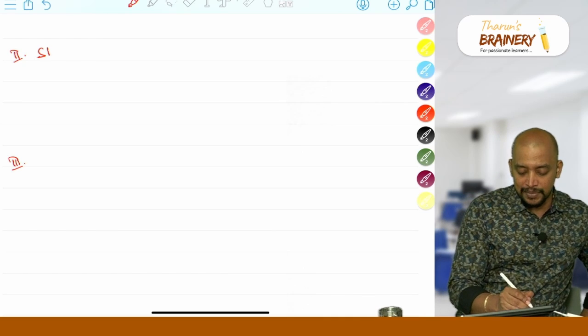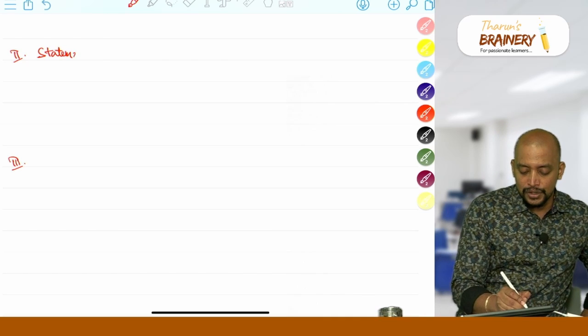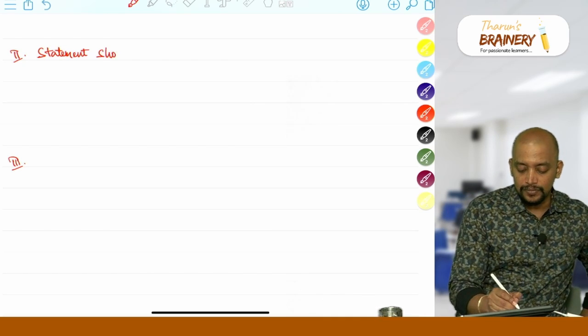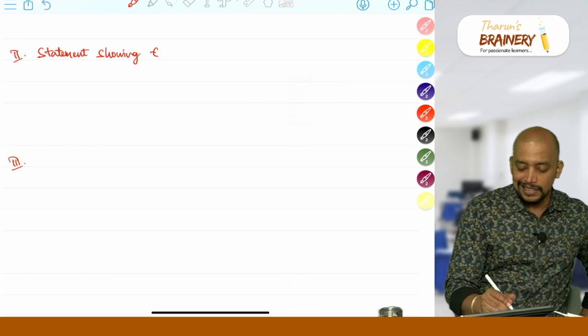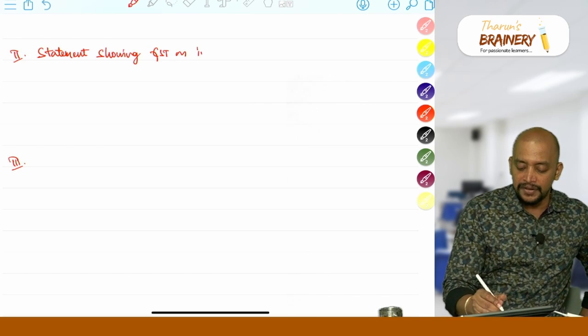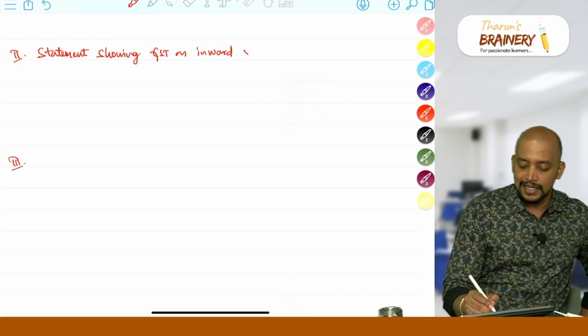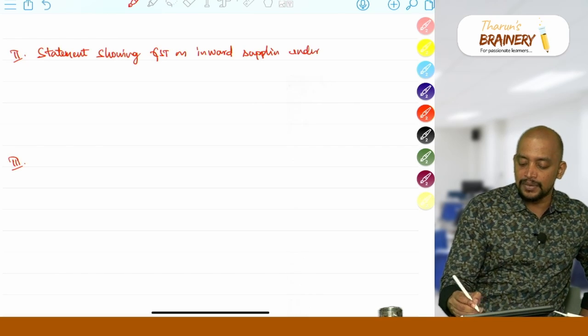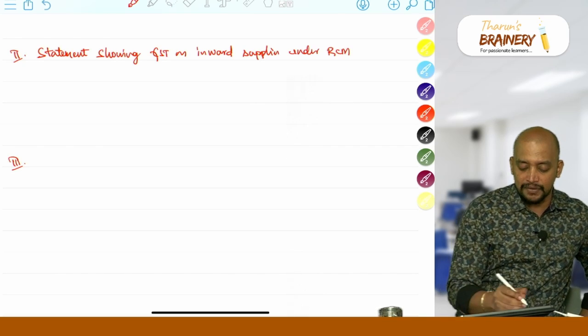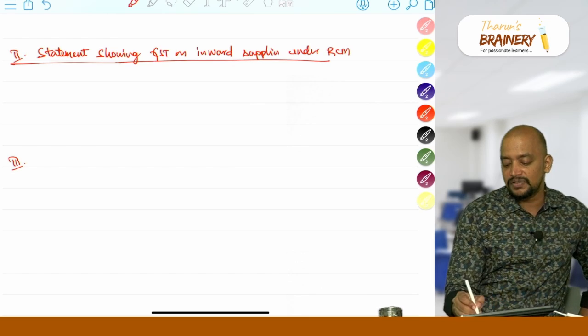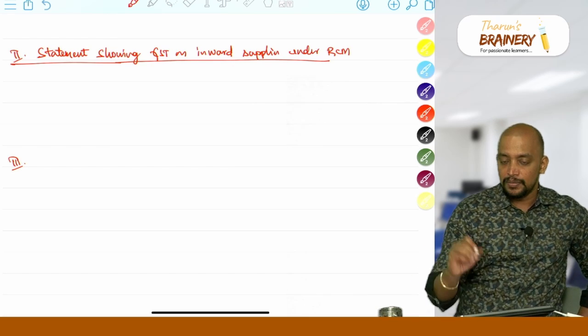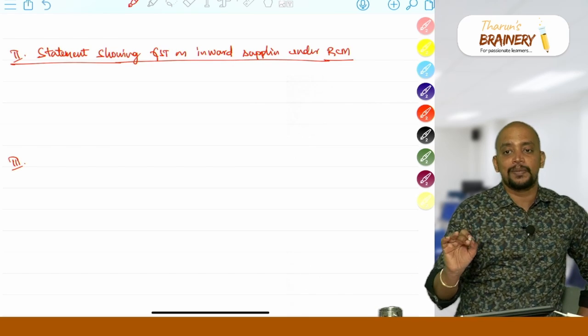So the second statement is a statement showing GST on inward supplies under RCM. See, this may or may not be there in the question. Sometimes it will be there, sometimes it may not be there, but I am just giving you a format.